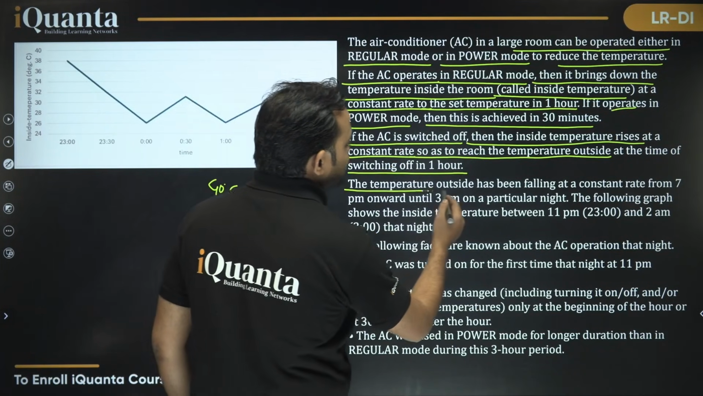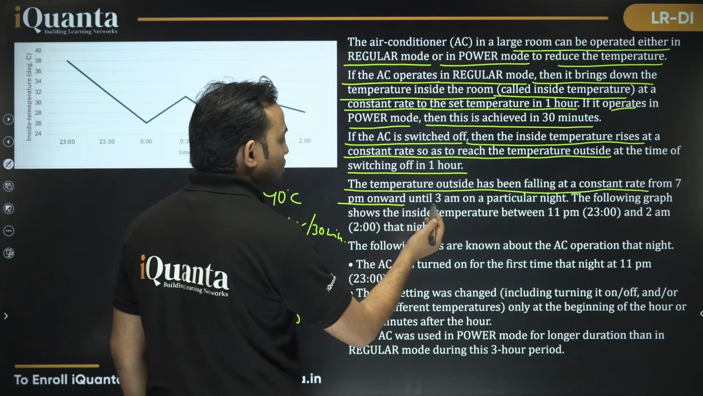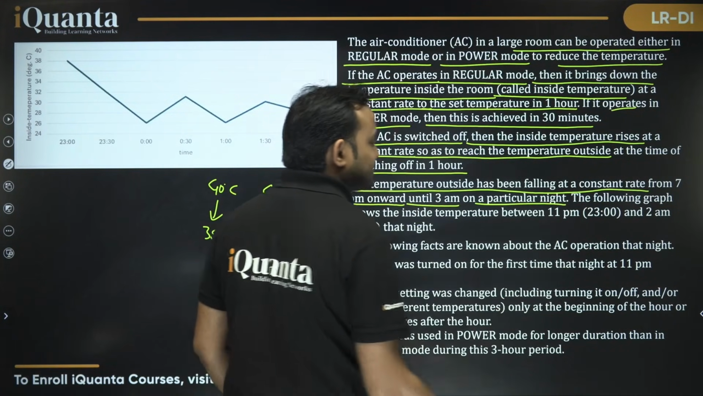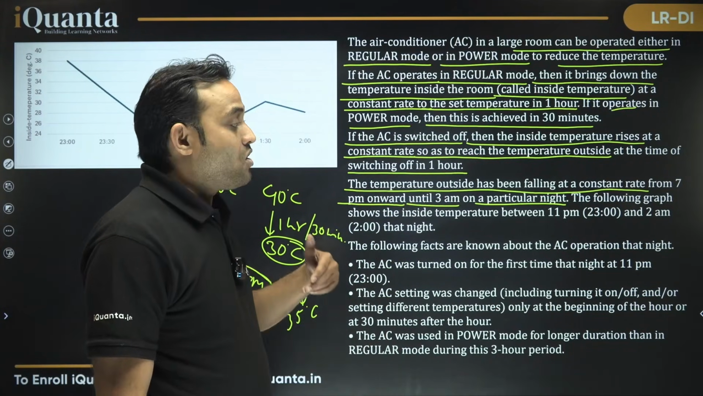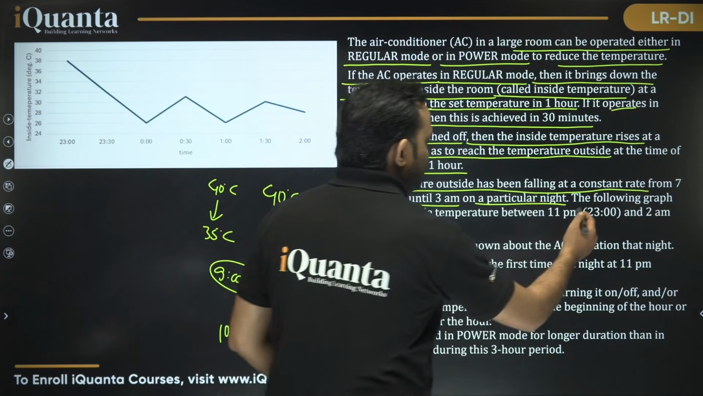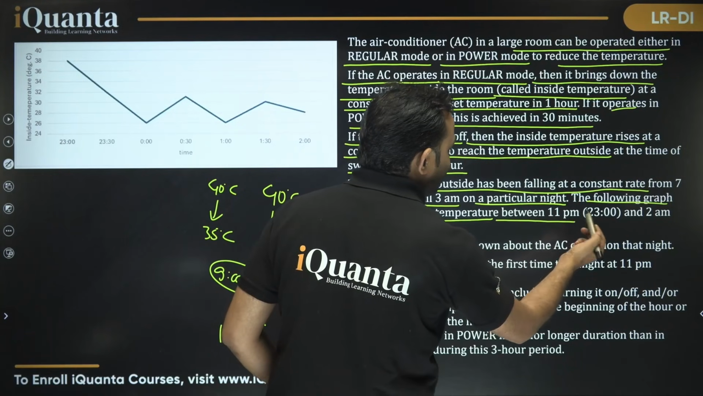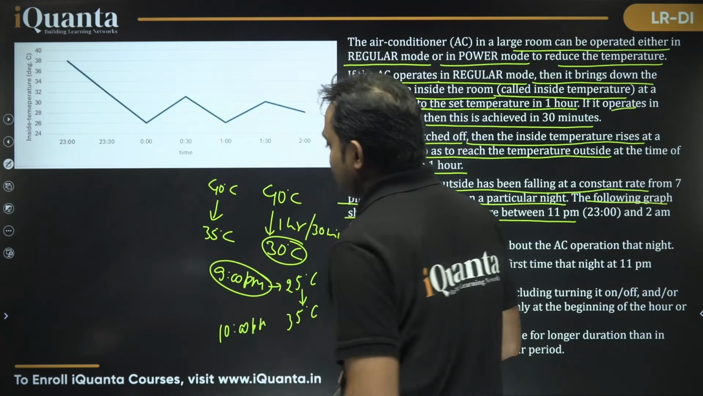The temperature outside has been falling at a constant rate from 7 p.m. onwards until 3 a.m. on a particular night. So the outside temperature is decreasing. Also, you can use the AC to decrease the room temperature. The following graph shows the inside temperature between 11 p.m. and 2 a.m. that night. This graph has been given.